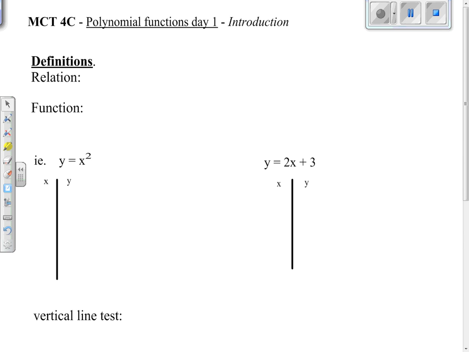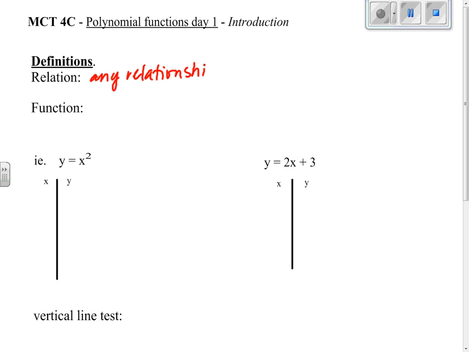MCT4C, we're on our second unit. Polynomial functions, and our first day is just an introduction. It shouldn't be very new. I want a few definitions first of all. A relation is any relationship that can be expressed in ordered pairs.